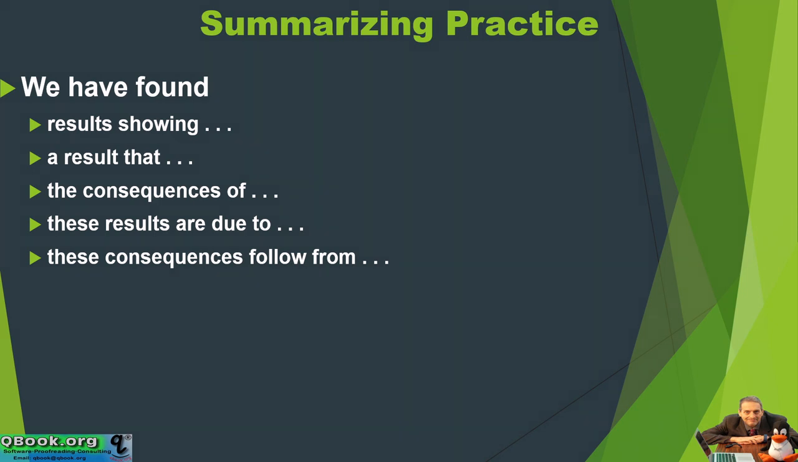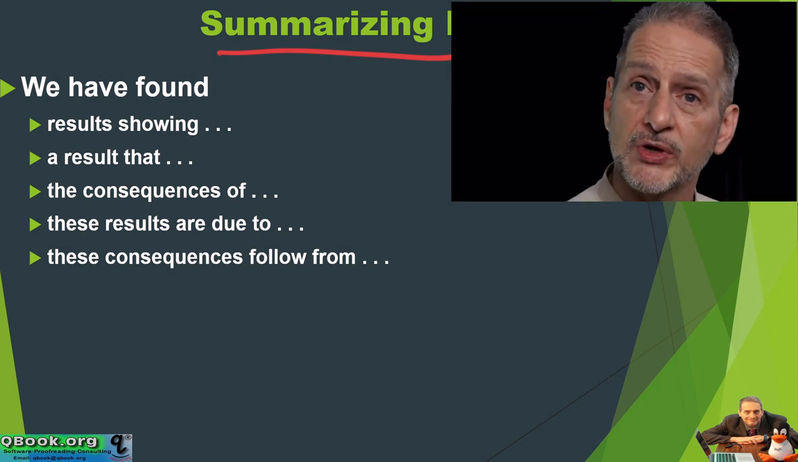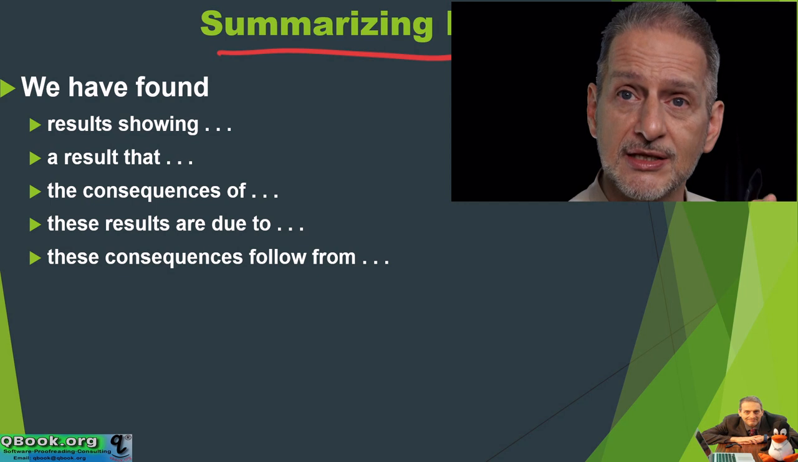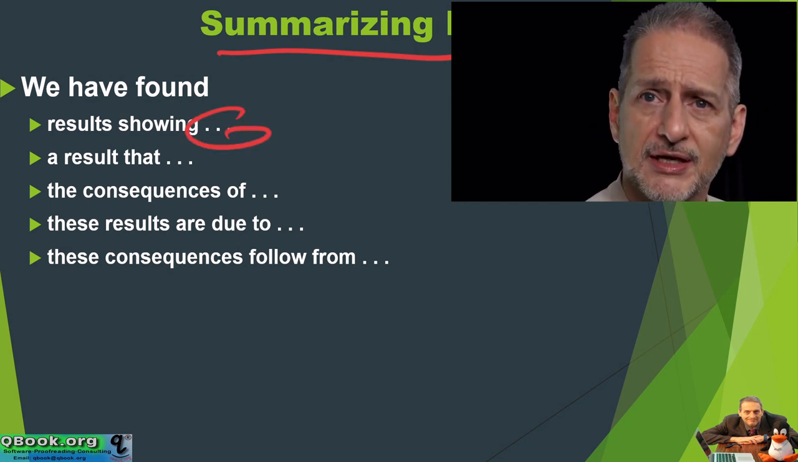So here we're doing the kind of summarizing one section before we move to another section. And how can we do that? We have a summary of what we just talked about. So we talked about A, B, and C. And so A, B, and C are showing something. A, B, and C are the results of something.